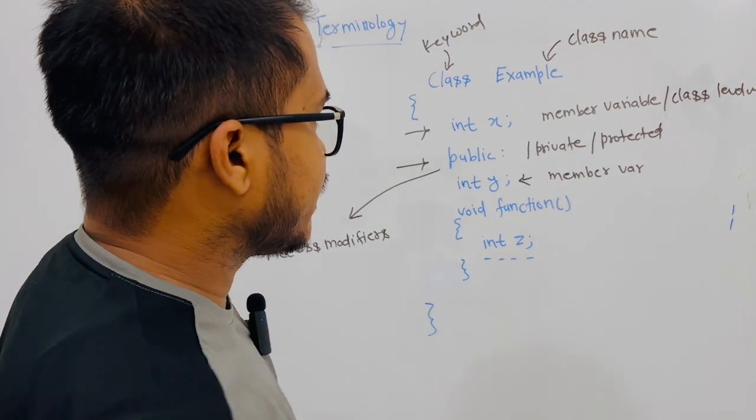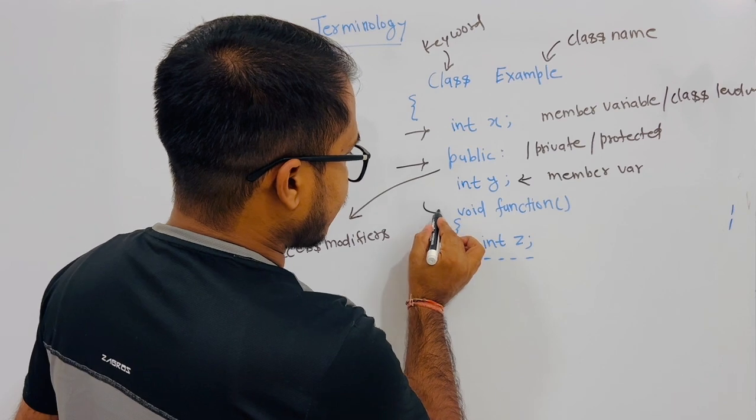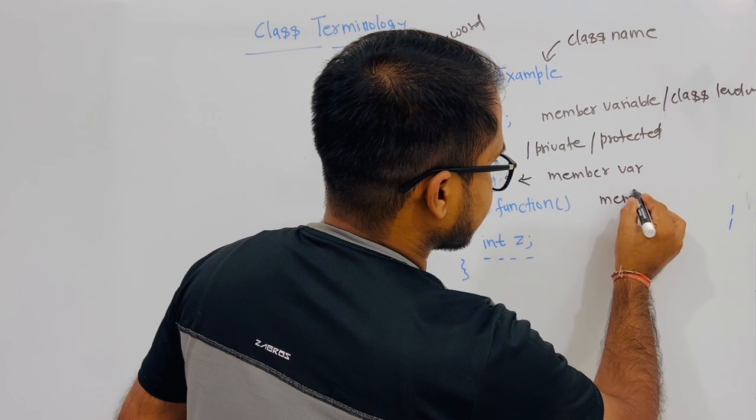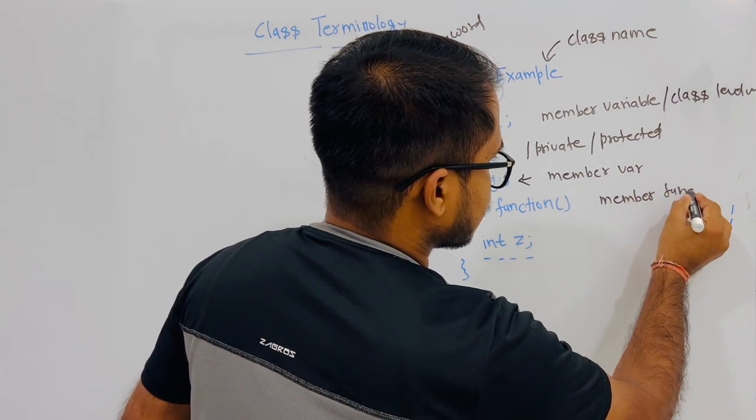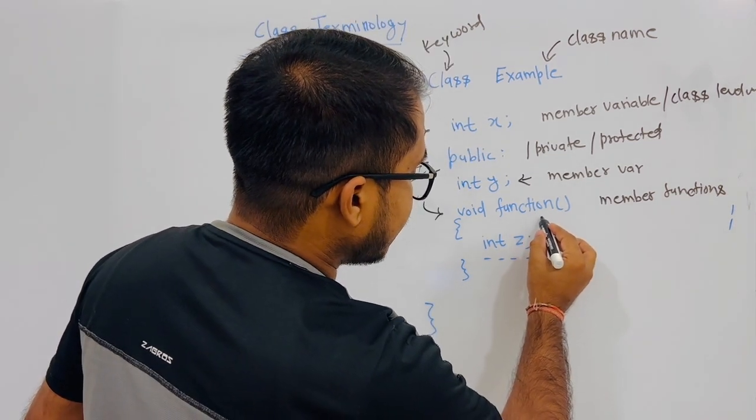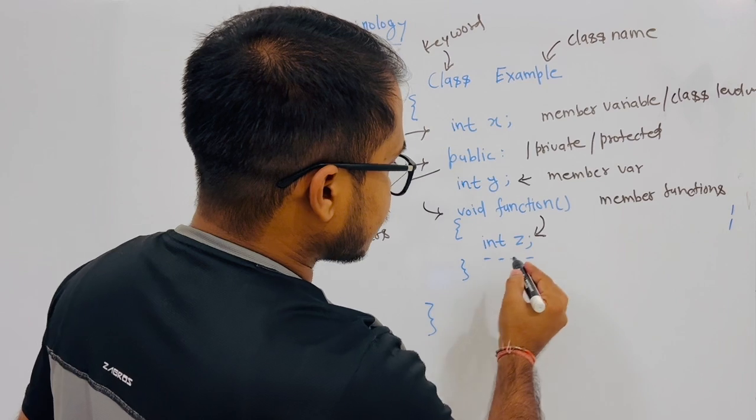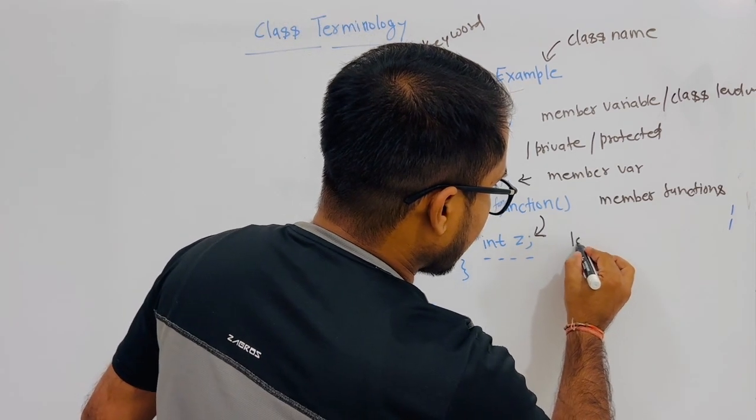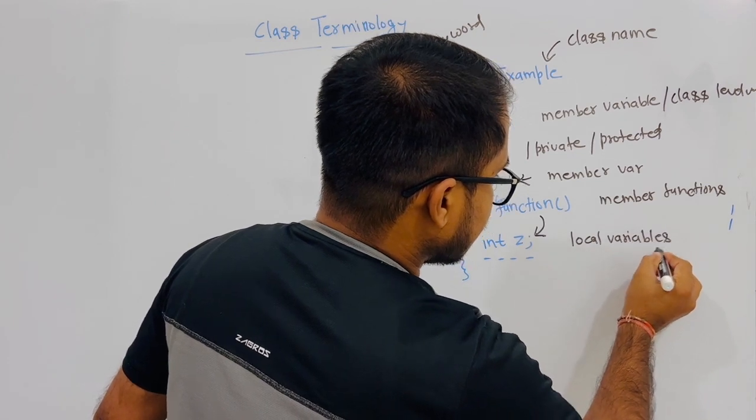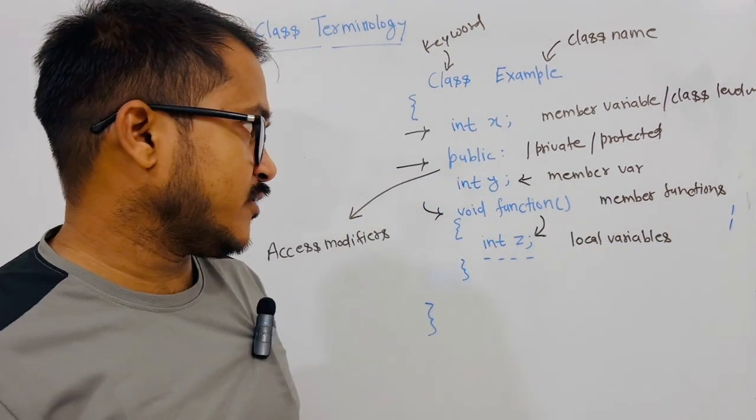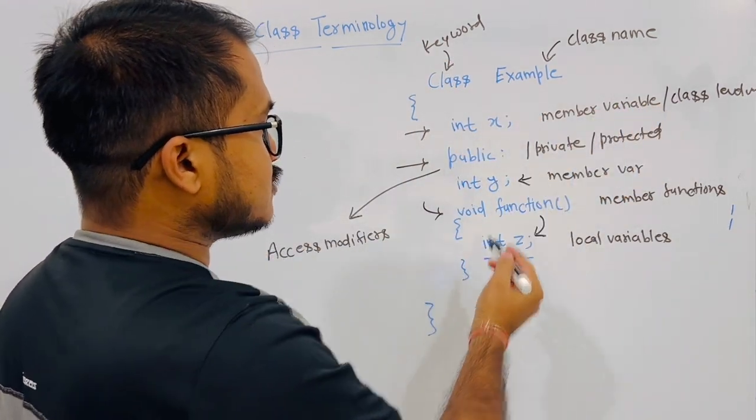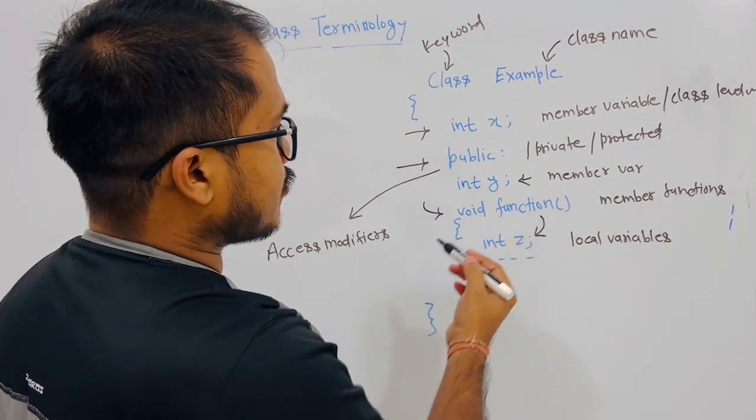And inside any class, we can find some kind of function as well. These functions are called member functions. And if we define any variable inside some particular function, these variables are called local variables. Inside this particular function, there can be tons of variables. Inside a class, there can be multiple member variables and multiple member functions.